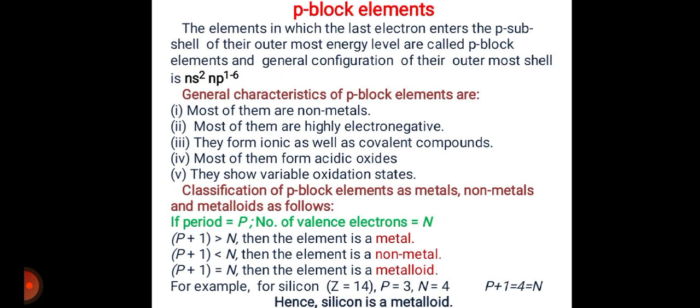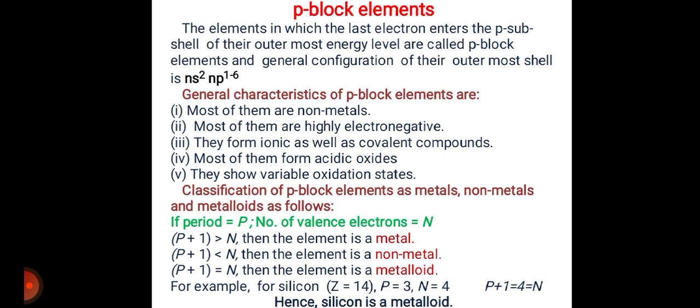And then the p block elements. The elements in which the last electron enters the p subshell of their outermost energy level are called p block elements, and the general electron configuration is ns2 np1 to 6. So what are the general characteristics of the p block elements? Most of them are non-metals. The s block elements are metals, and p block elements are generally non-metals. Most of them are highly electronegative, and they form ionic as well as covalent compounds. Most of them form acidic oxides. They show variable oxidation states.